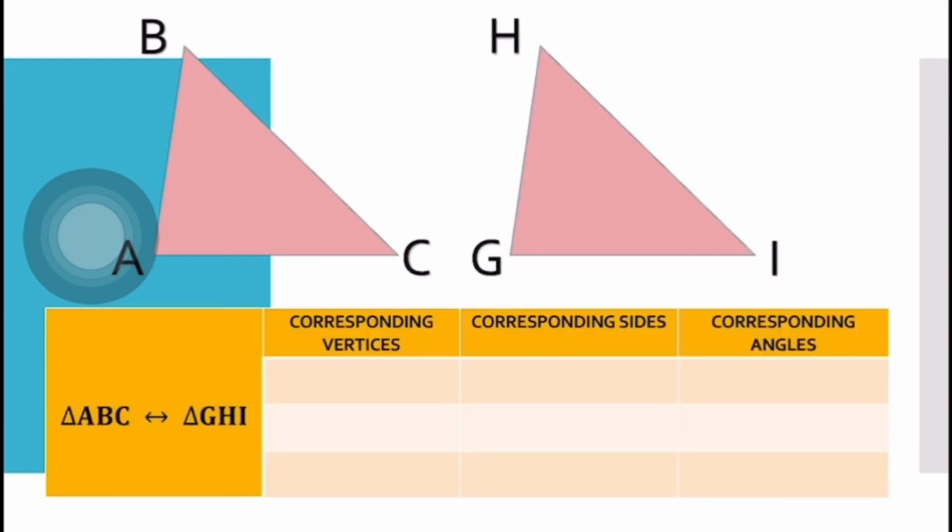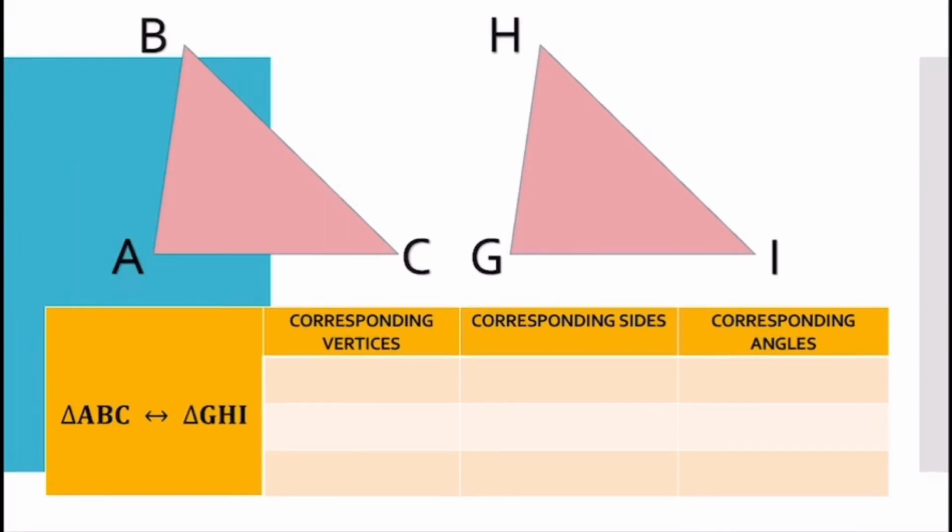Now, it's your turn. Match triangle ABC with triangle GHI. So fill in the table and give the corresponding vertices, sides, and angles of the two triangles. Please refer to the previous example in order to get the correct answer. I will give you 1 minute to answer the given table.